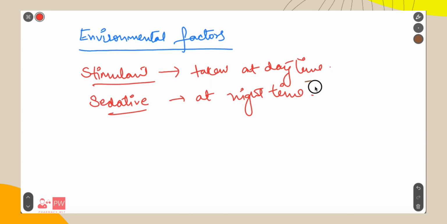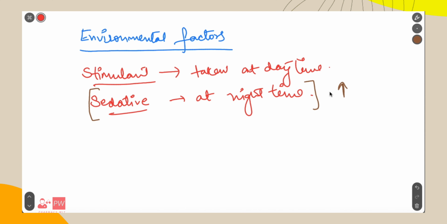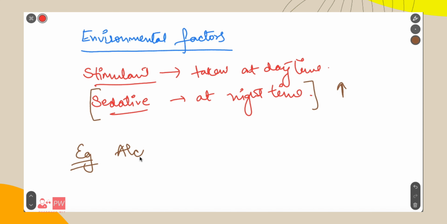So the dose required for a sedative at daytime will be much higher as compared to night time. Another example is that alcohol is better tolerated in winter as compared to summer.